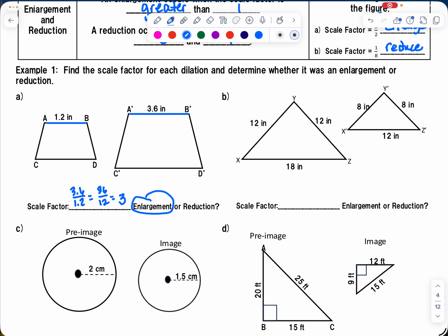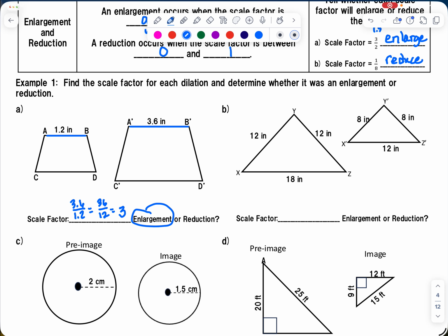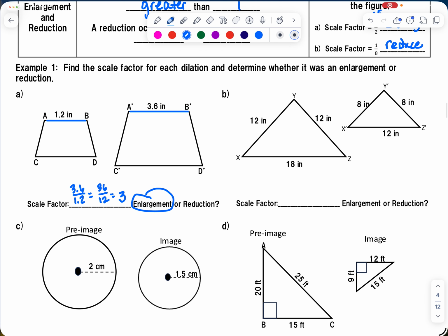All right, problem B. We have triangle XYZ is transformed to create triangle X prime, Y prime, Z prime. What is the scale factor? So I want to compare corresponding sides. So side XY would correspond to X prime, Y prime.